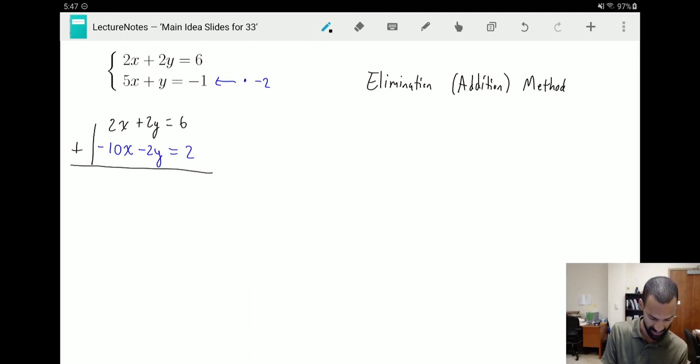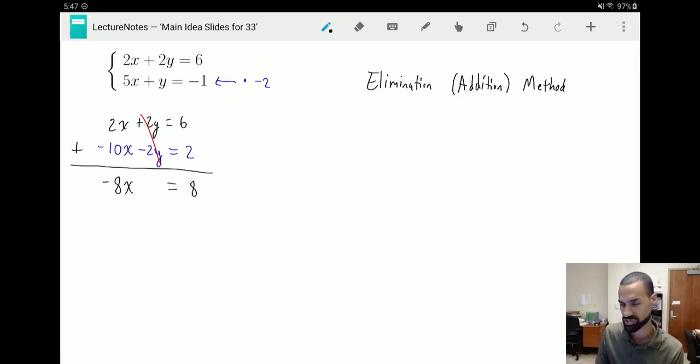Well, 2x minus 10x would be negative 8x. And I said minus because you're adding a negative. And then 2y minus 2y, those actually cancel each other out. Bring down the equal signs. 6 plus 2 is 8. So you'll notice I added the two equations together in such a way that a variable was eliminated. That's the name, elimination method or the addition method.